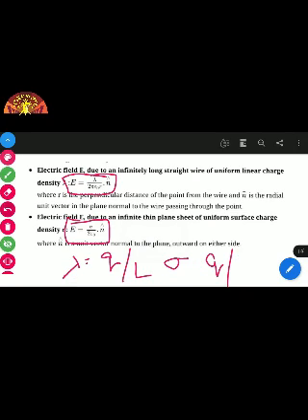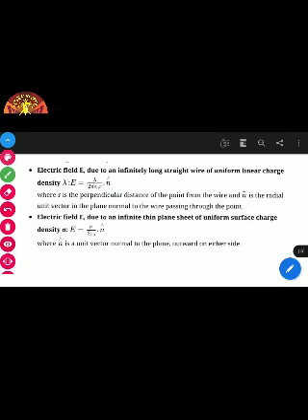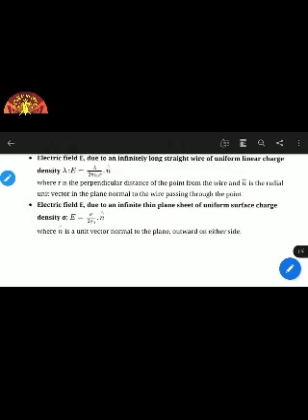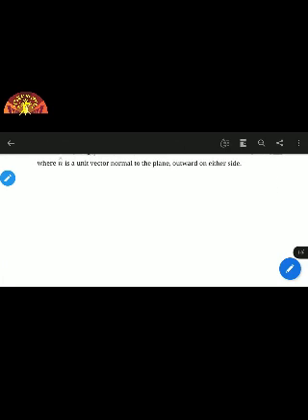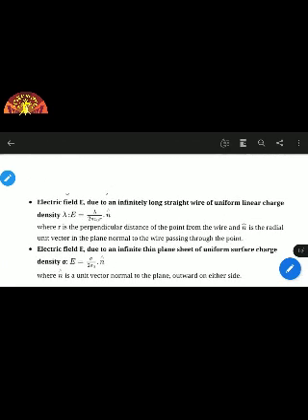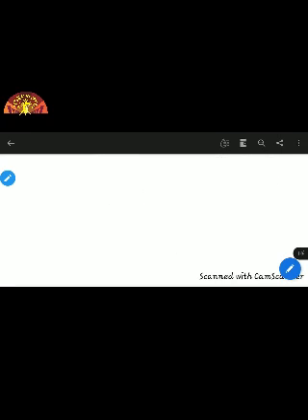So these are the charge densities: charge per unit length and charge per unit area. These are the two important formulas which you should remember, which you might be using in the numericals, and that's all about this first chapter.